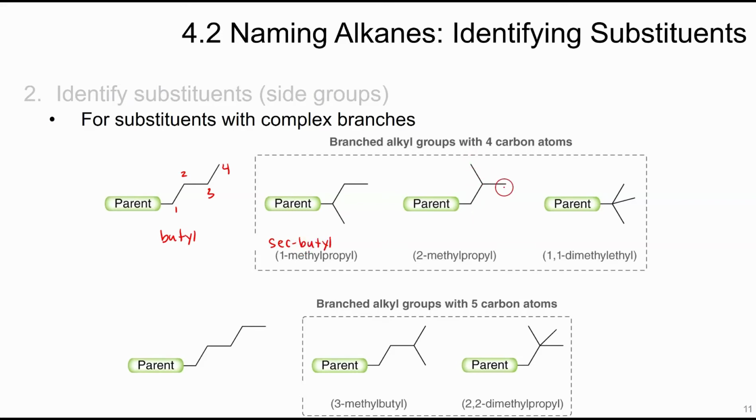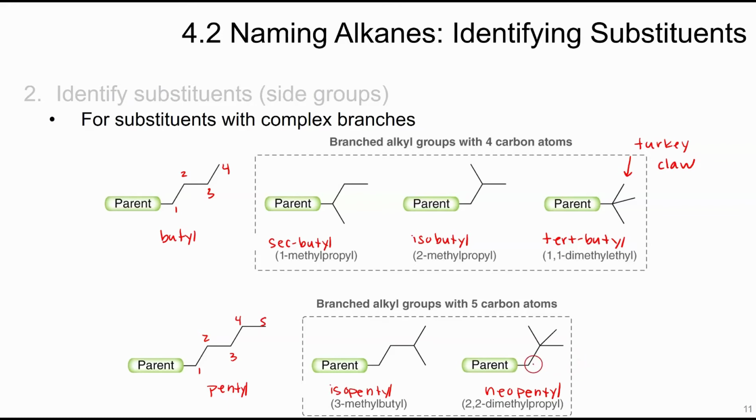And then if you have this iso group here, like you did in the last one, that Y shape, this is an isobutyl. And then this one is tert-butyl for tertiary butyl group. This one looks like a turkey claw. And the 5 carbon chain here, this is a pentyl group. If it has that Y at the end, this is isopentyl. And this one is neopentyl. So we'll come across a lot of these. You won't have to worry about naming neopentyl groups. We don't see those very often, but that looks like it's a tert-butyl group with the CH2 here.